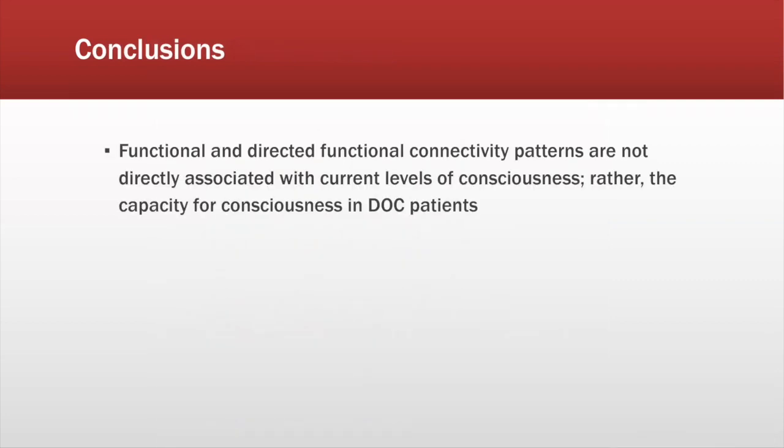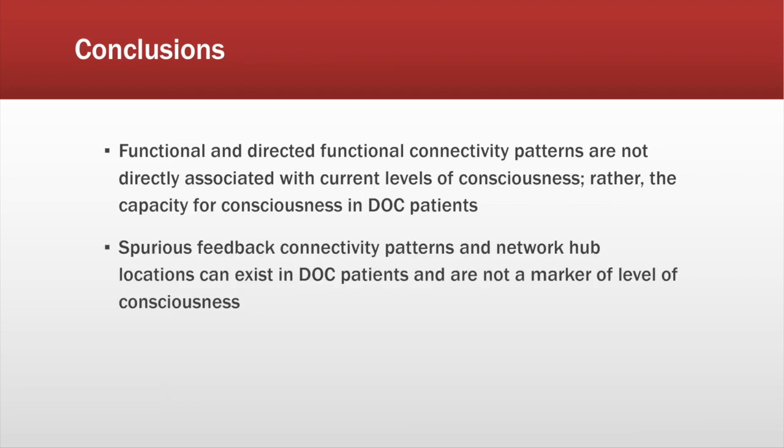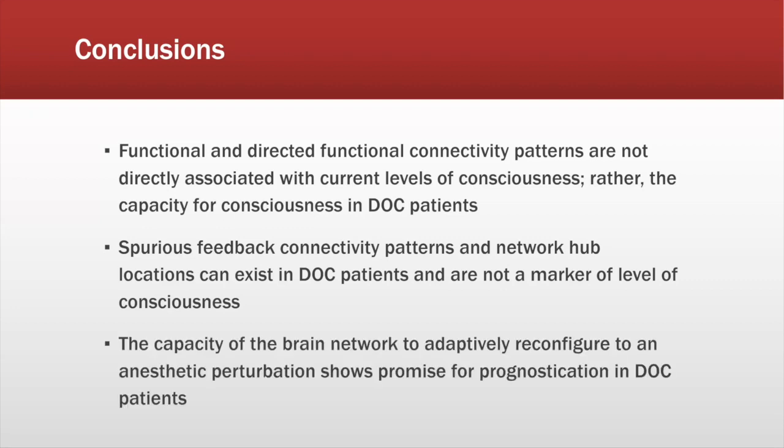I've shown you that functional and directed functional connectivity patterns aren't directly associated with an individual's current level of consciousness, but with the capacity for consciousness in patients with disorders of consciousness. I've shown you that with the baseline data, spurious feedback connectivity patterns and network hub locations can exist, and they aren't markers of level of consciousness. However, when we perturb a brain network with anesthesia, the capacity of the brain network to adaptively reconfigure itself in response to this anesthetic perturbation shows promise for prognostication in DOC patients.